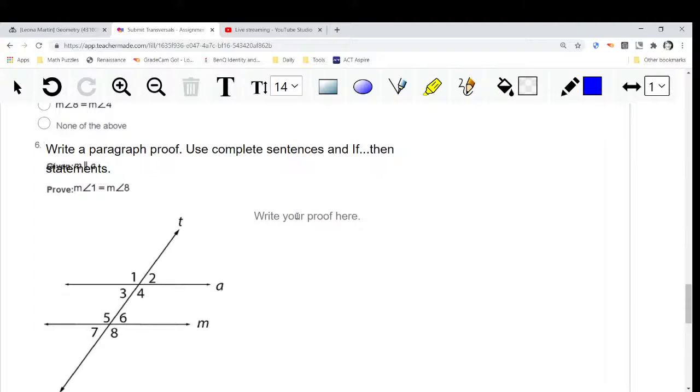Your proof, you'll start off by saying, if line A is parallel to line M, then blah, blah, blah. Whatever you're going to say. Okay? If and then. When you write a proof, you're using if-then statements. If this, then this. And because of that, if then this, right? That's what a proof is when you write it out. Okay, so that's your assignment for today.